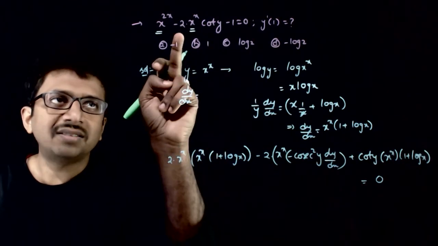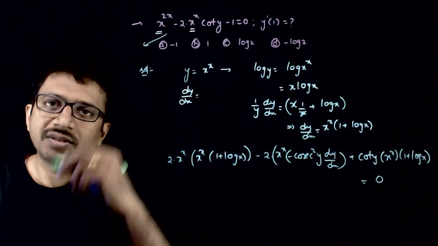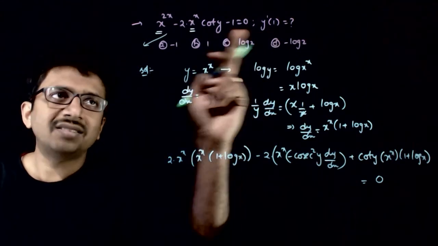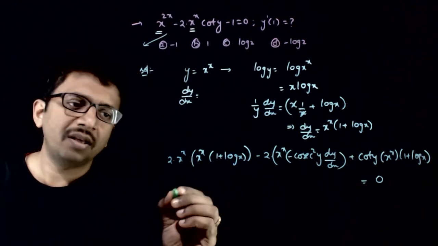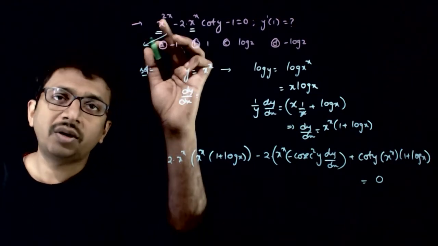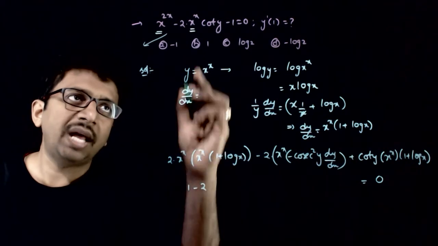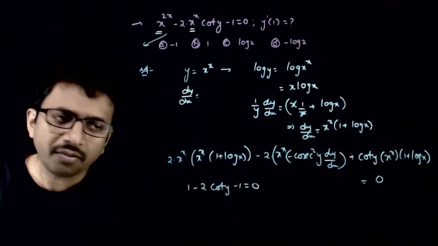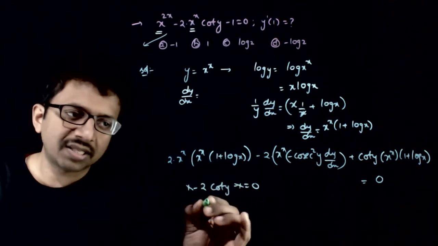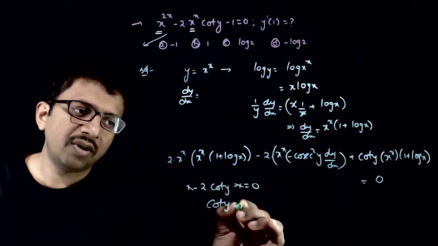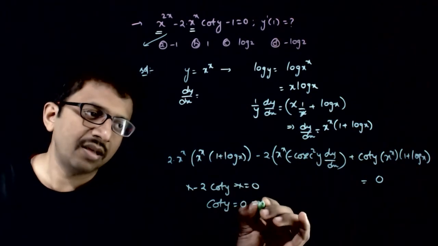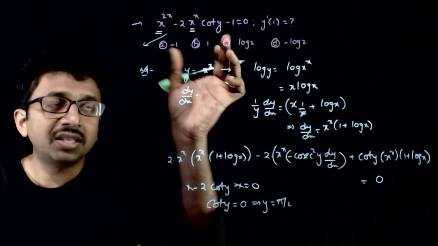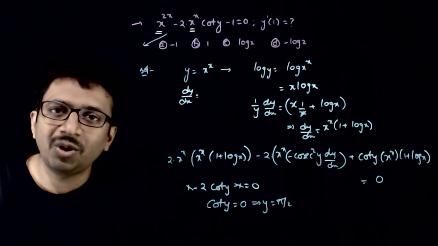So let us put x is equal to 1 in this and find y corresponding to this. So when x is equal to 1, what is the value of y? When x is equal to 1, x power 2x is 1 power 2. 1 minus 2 times cot y minus 1 is equal to 0. So 1 and minus 1 get cancelled, that is cot y is equal to 0. This implies y is equal to pi by 2, right? So in this curve when x is equal to 1, y is equal to pi by 2.